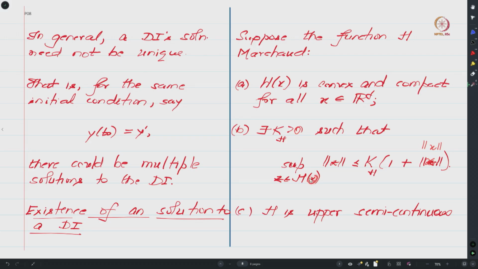Which means that when x is very large, this quantity can be very large, but of course it has to have a linear growth, and when x is very small, very close to the origin, then we require that this expression be bounded by this constant. So, this is a linear growth condition in terms of x that we insist on every element z in h of x, and finally we require that this function h be upper semi continuous. I will give the definition of upper semi continuous in the next class, but we also require that this function h be upper semi continuous.